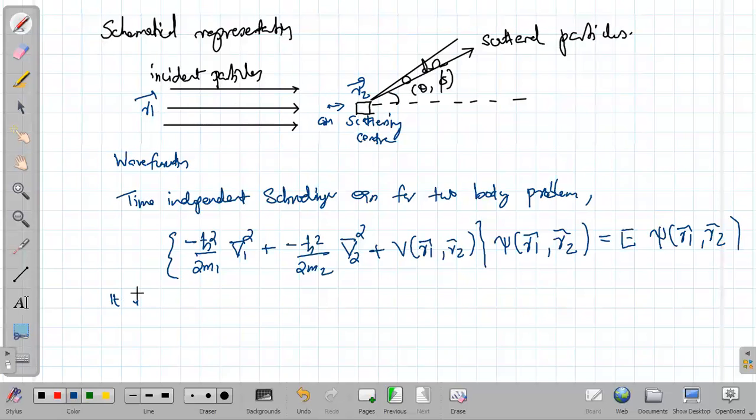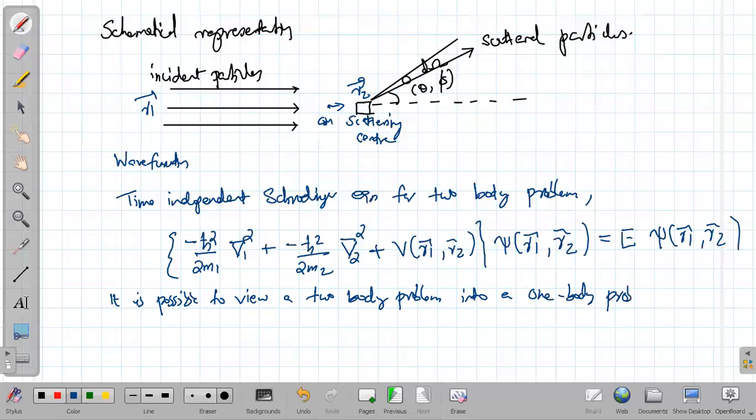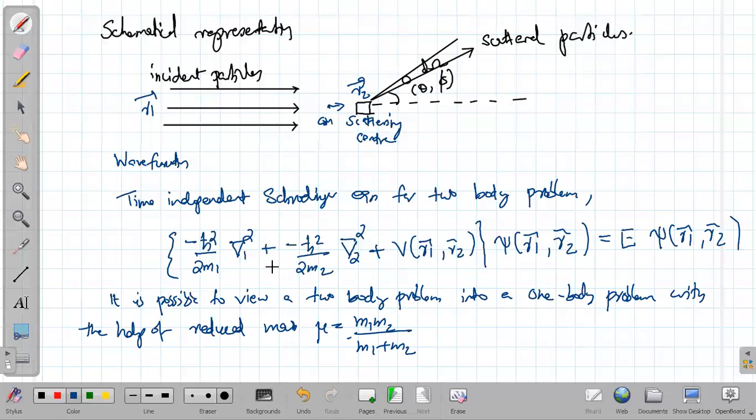Now it is possible to convert a two body problem into a one body problem. So it is possible to view a two body problem as a one body problem with the help of the reduced mass mu, which is m1 m2 divided by m1 plus m2.